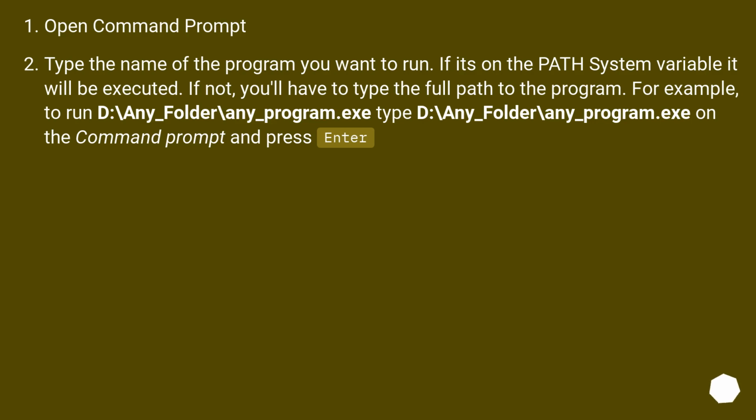Open command prompt. Type the name of the program you want to run. If it's on the path system variable, it will be executed. If not, you'll have to type the full path to the program. For example, to run d:\any_folder\any_program.x, type d:\any_folder\any_program.x on the command prompt and press enter.